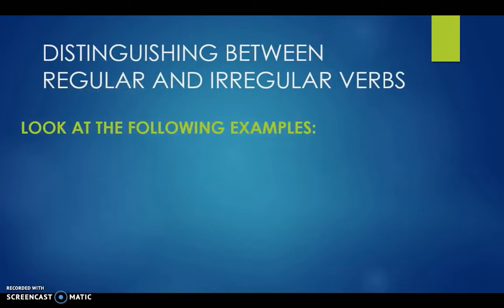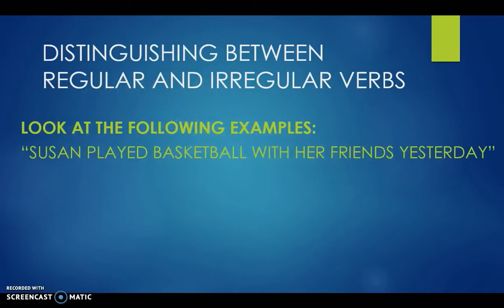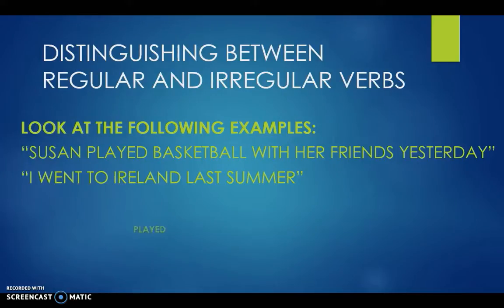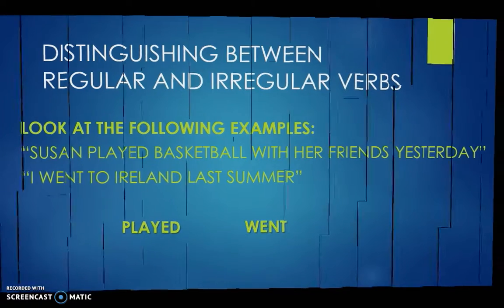First of all, I want to look at the following examples. Susan played basketball with her friends yesterday. I went to Ireland last summer. The verb in the first sentence is played and it is regular. The verb in the second sentence is went and it is irregular.